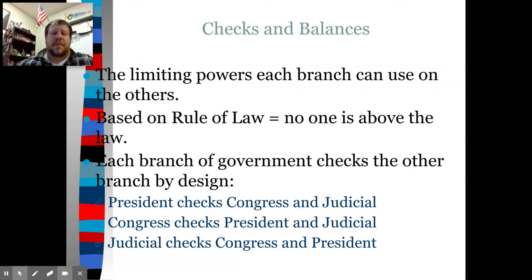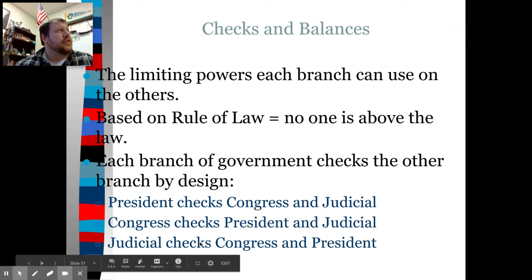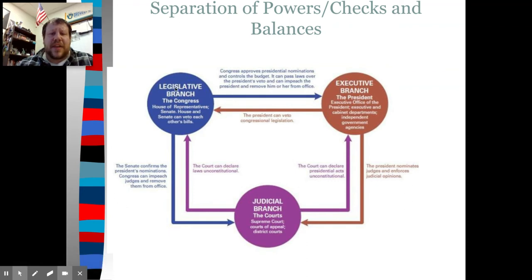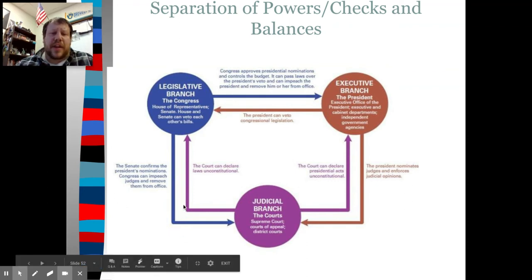And so the president can check Congress and the judicial. The Congress can check the president and the judicial. And the judicial can check the Congress and the president and make sure that they're not getting too powerful, kind of taking over. And so we can see different things placed here where they can declare certain things, and we'll talk more about this when we look at our Constitution a little deeper here.